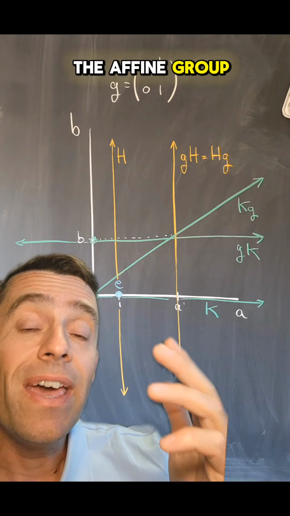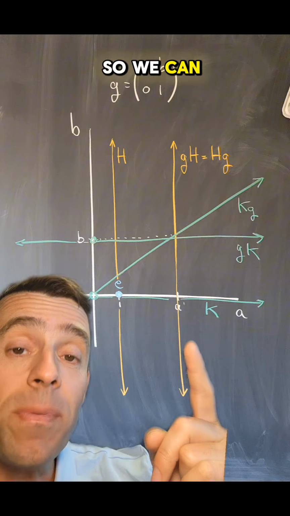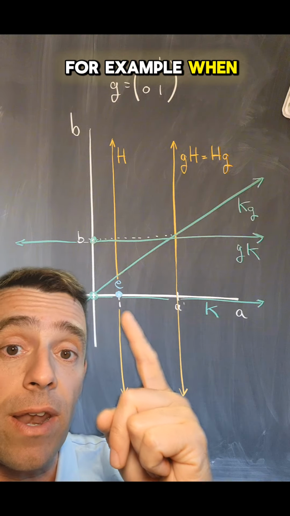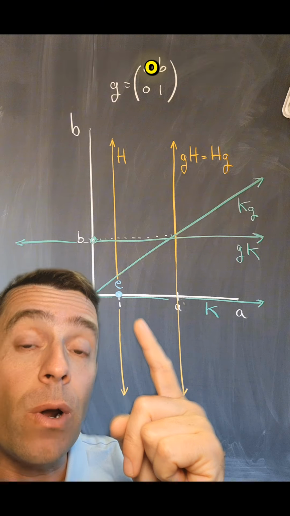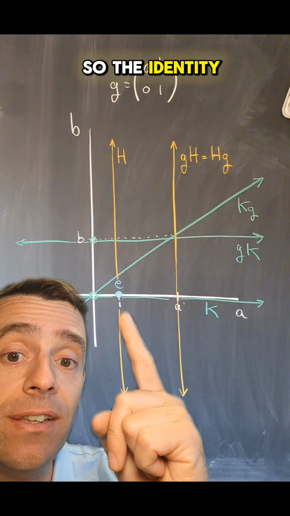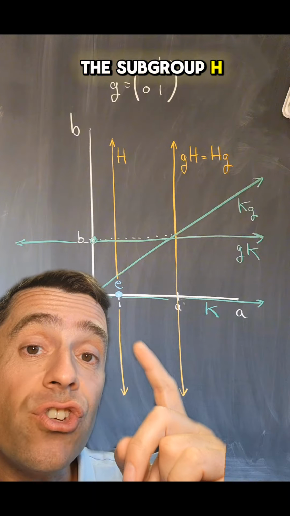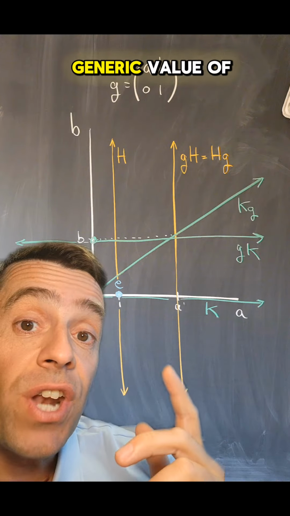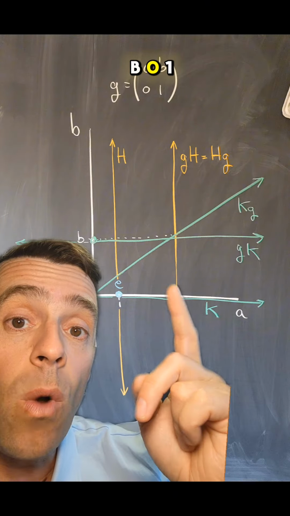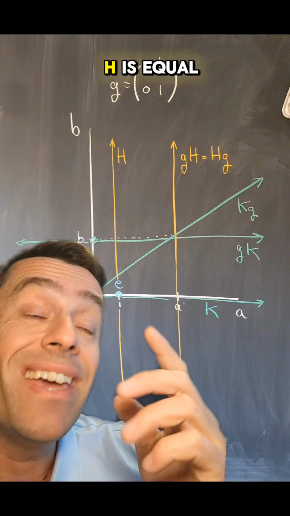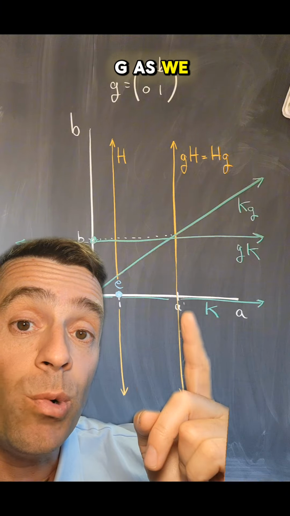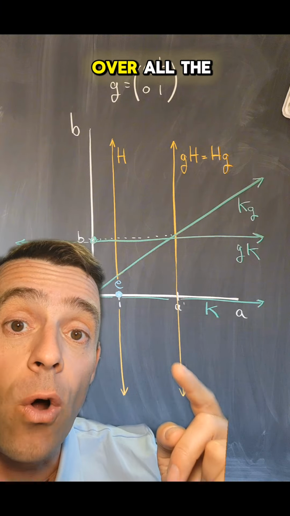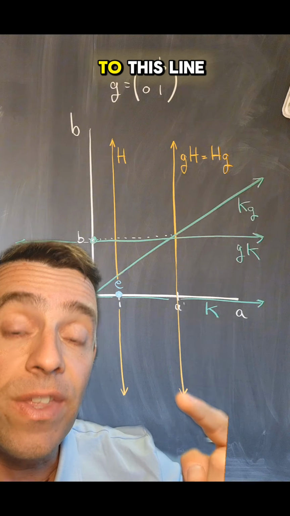The affine group is matrices (A, B; 0, 1), so we can represent these matrices in coordinates, the A coordinate and the B coordinate. For example, when A is 1 and B is 0, we get the identity matrix, so the identity is right here. The subgroup H is matrices (1, B; 0, 1), so it's this line. And for a generic value of G, (A, B; 0, 1), the coset GH is equal to the coset HG, as we proved, and it's those matrices (A, Y; 0, 1), as Y runs over all the real numbers, so it's equal to this line here.